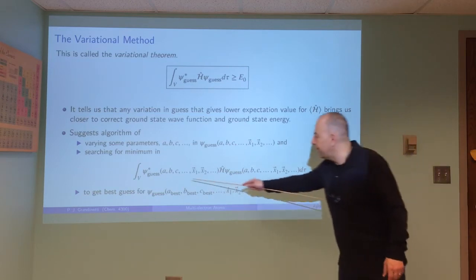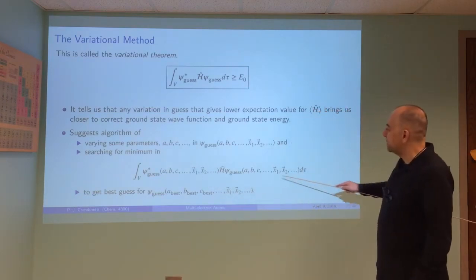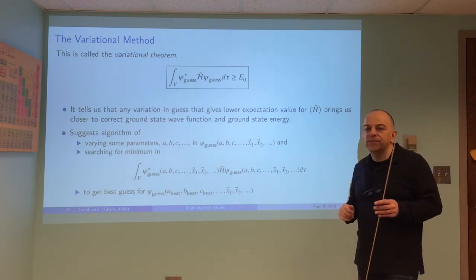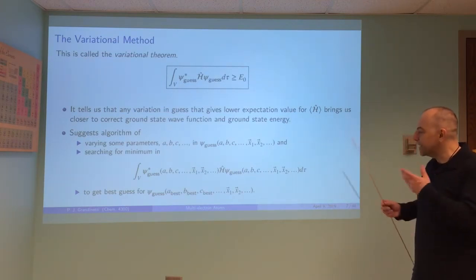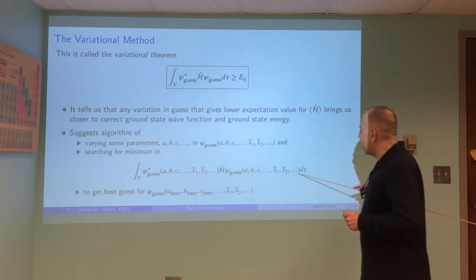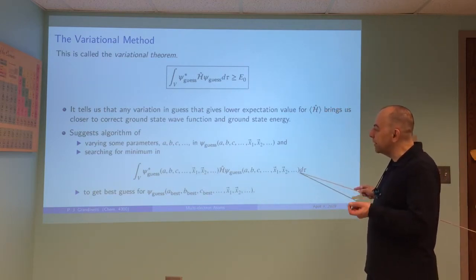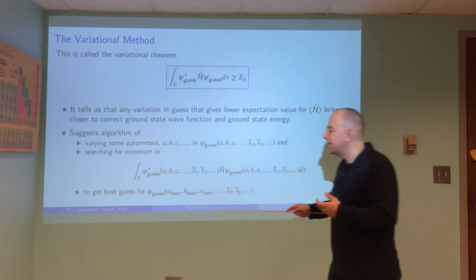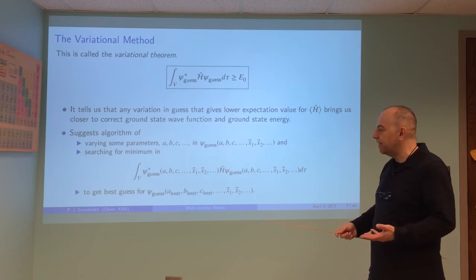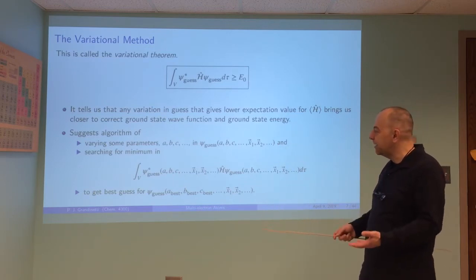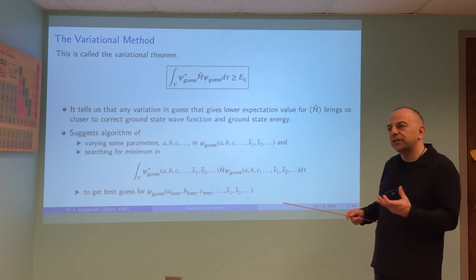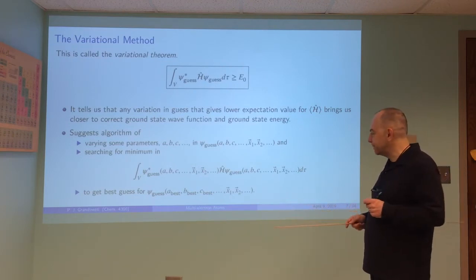What we're going to do is evaluate this integral as a function of a, b, and c, and then we're going to pull up some kind of minimization subroutine or some algorithm that we have, and search, based on this integral, for the values of a, b, c, d, and so on that make this integral go to the lowest possible value. And then we're going to say, when we're done, those are the values of the parameters that give us a wave function that's closest to the ground state.